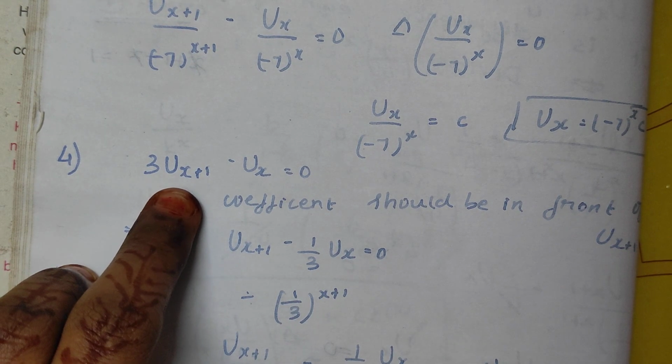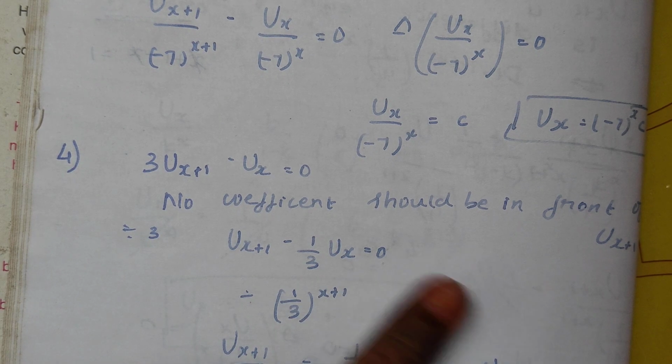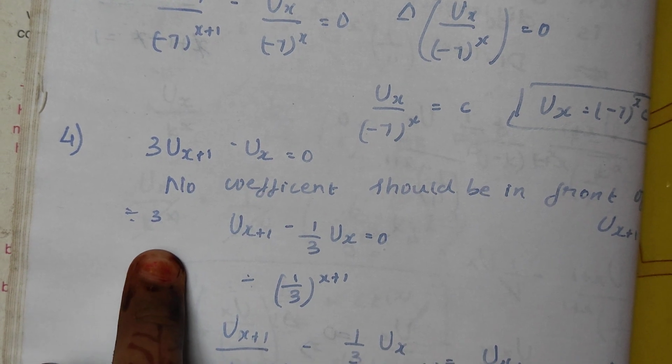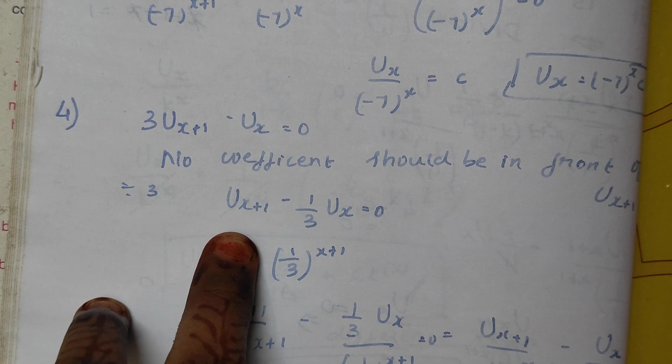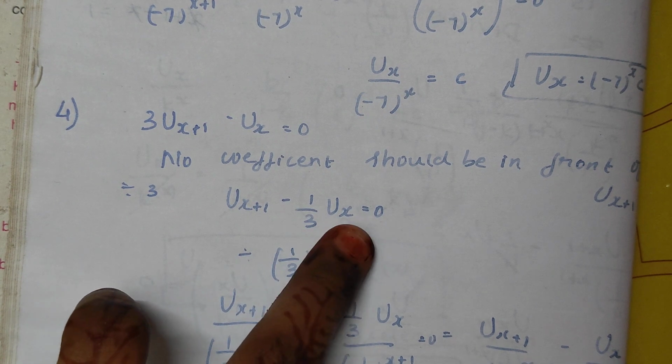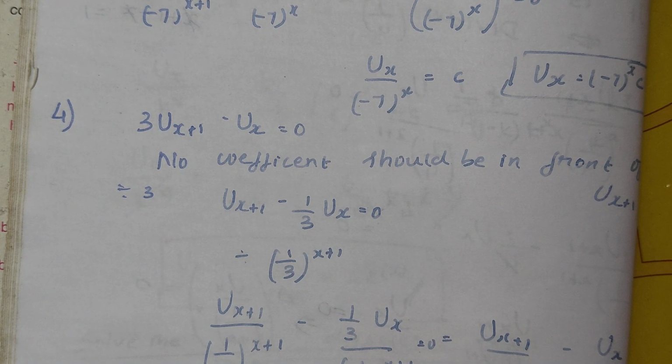3 into u_(x+1) minus u_x is equal to 0. No coefficient should be in front of u_(x+1), so divide everything by 3. You will get the equation u_(x+1) minus 1/3 into u_x is equal to 0. Here we are having a minus symbol, so no problem.